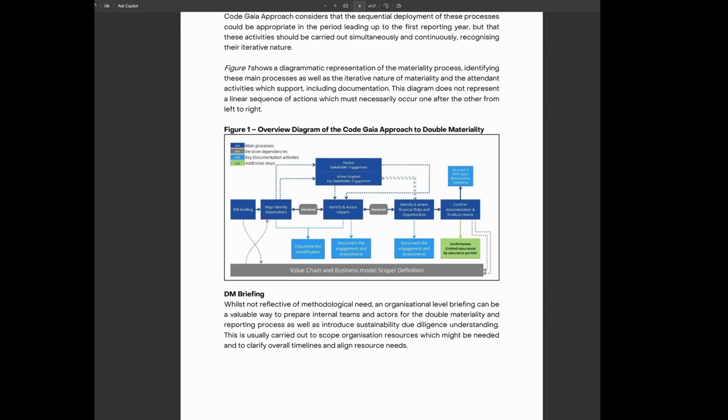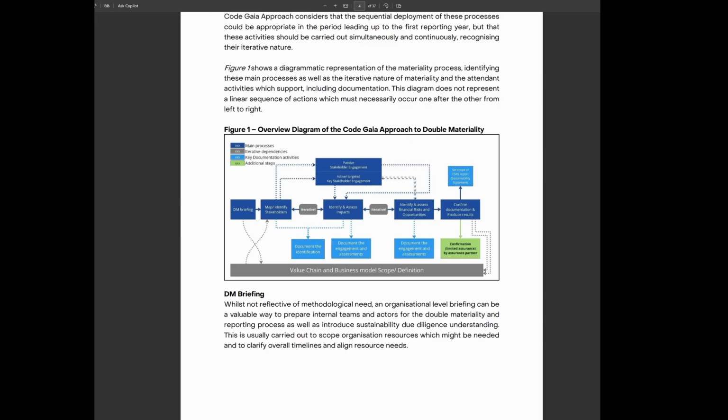There's also the ongoing definition of value chain and business model, which you would probably start at the beginning of the process, but continue refining those definitions as you go through. So no longer are we talking about something that you start and you step through it.